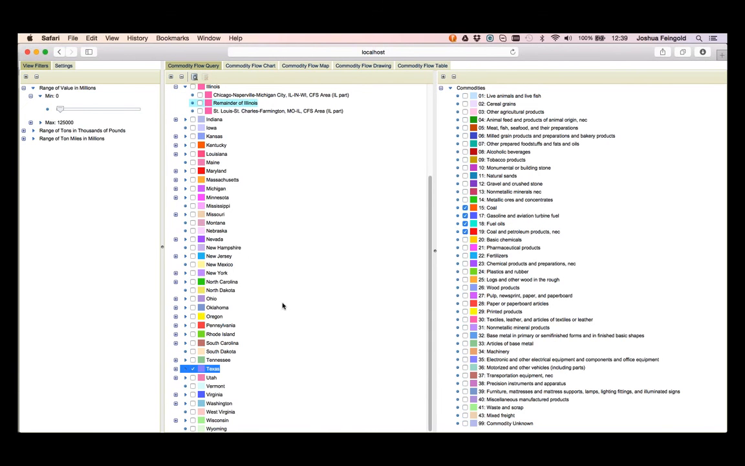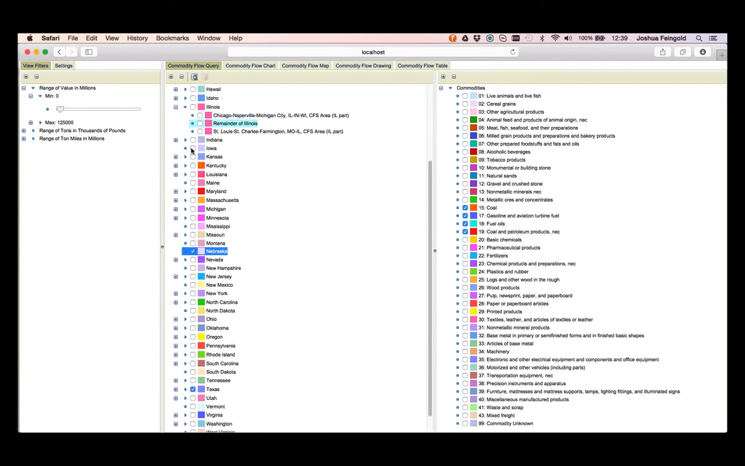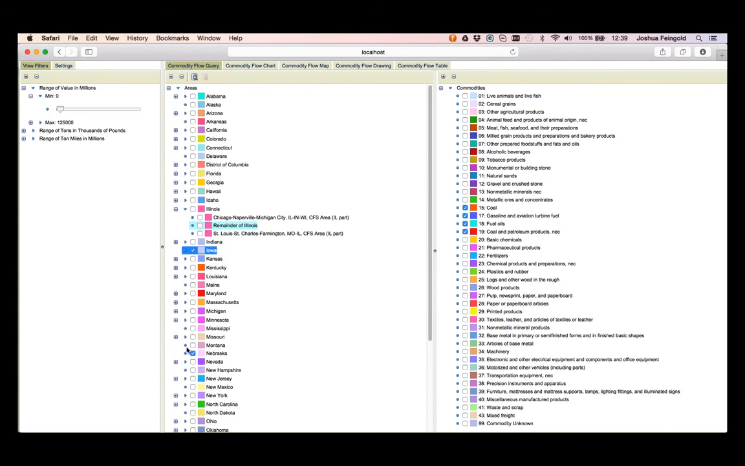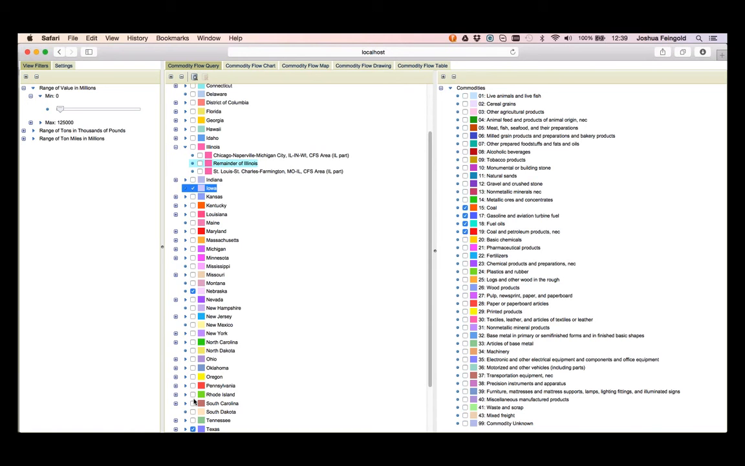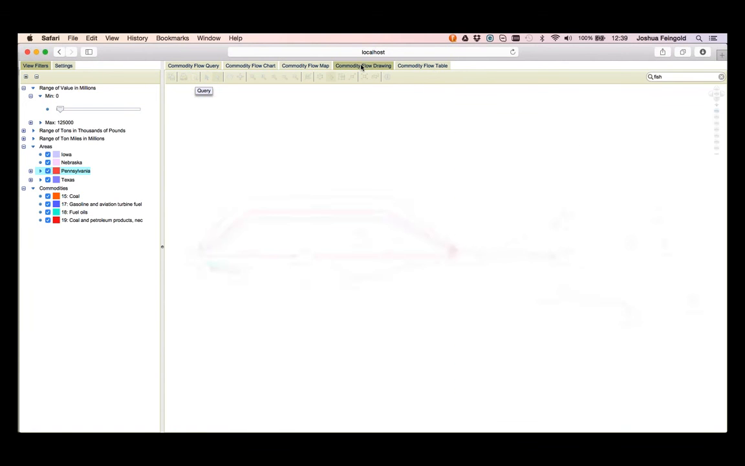So we can have coal, gasoline, fuel oil, petroleum products, and maybe we know that there's a lot of coal oil. Obviously, Texas has a lot of fuel. Maybe we're interested in seeing what goes to Nebraska or Iowa, and we want to pick up Pennsylvania as well. Run a new query.